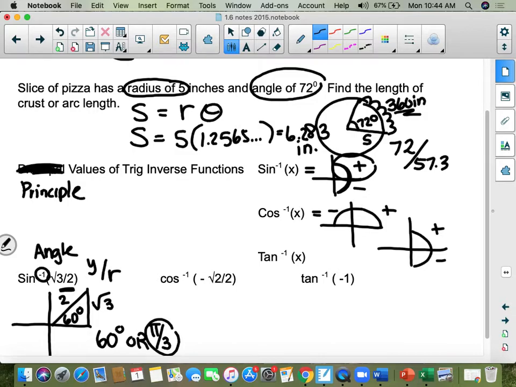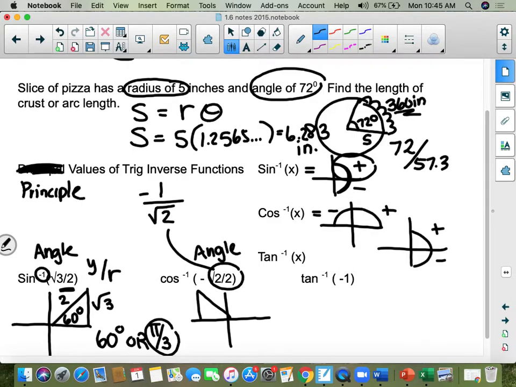Cosine inverse. Again, you're trying to find the angle. Well, cosine is negative in the second quadrant. If you look at this, it's really 1 over root 2 to start with, a -1 over root 2, and then it ends up being a negative root 2 over 2 when you simplify it. Well, whenever you're dealing with a root 2, you know that you're dealing with a 45-degree triangle. And if you're in the second quadrant, you know you're dealing with 135 degrees for your answer.